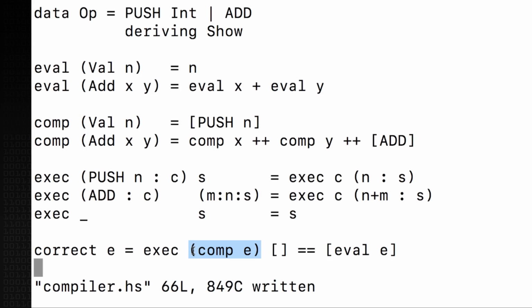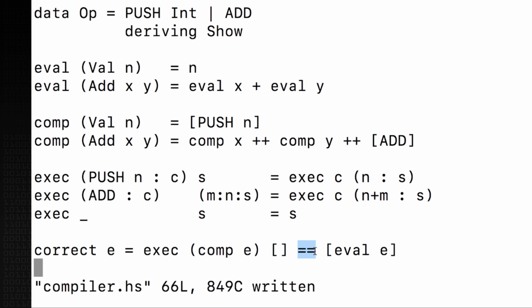So this generalizes what we just had. What this is saying is if you compile an expression e and then you execute the resulting code using an initial stack which is empty, then what you expect to get is just the value of the expression sitting as a single little value on the stack. The double equal symbols here is just Haskell's operator for checking whether two lists are actually equal. So this captures in a very precise, concise, mathematical way what it means for this compiler to be correct.